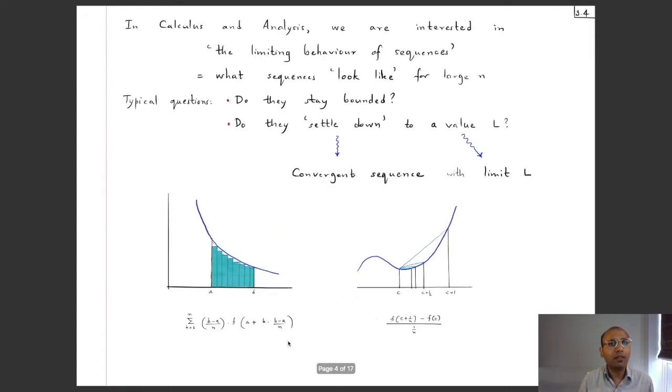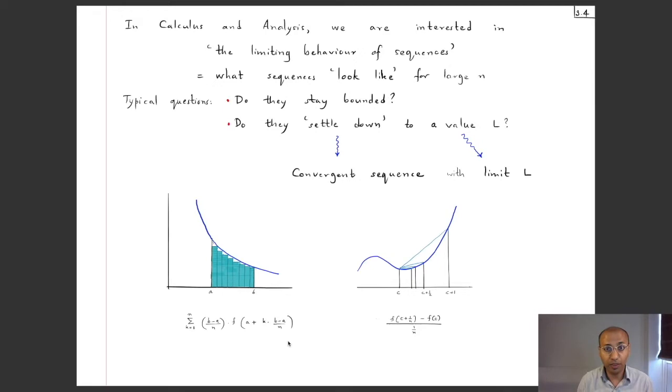So we have seen several examples of sequences, but what do we want to do with sequences? As we mentioned earlier, in calculus and analysis, we are interested in the limiting behavior of sequences. In other words, what the sequence looks like for large n. And the typical questions are whether the terms of the sequence stay bounded. Is there some big upper bound and a big lower bound so that all the terms lie below this upper bound and above this lower bound?